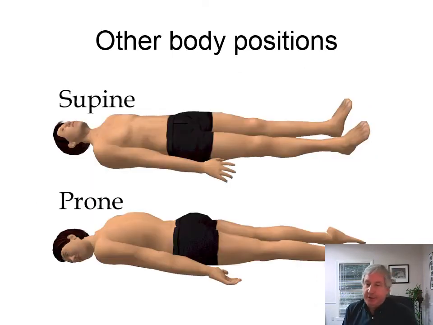Other body positions you have are supine and prone. If you've ever shot a gun, you've probably shot a rifle from the prone position, which is lying down on your stomach. There's also the supine position, where the stomach, the abdomen, is facing up.